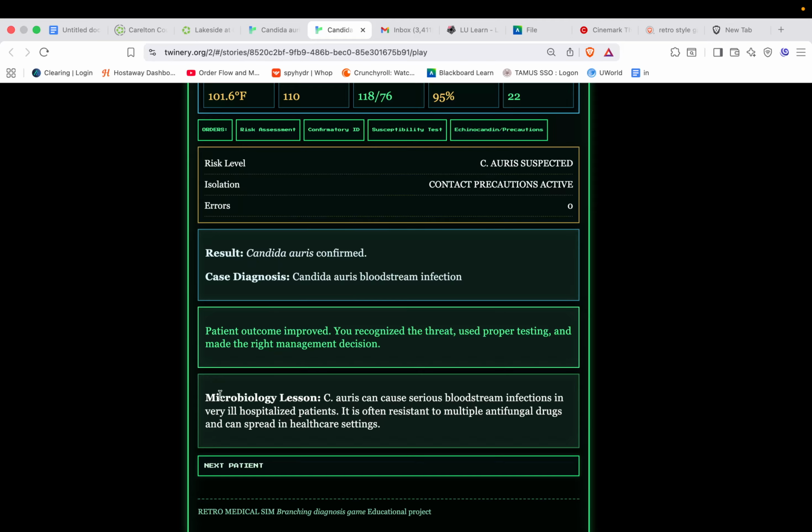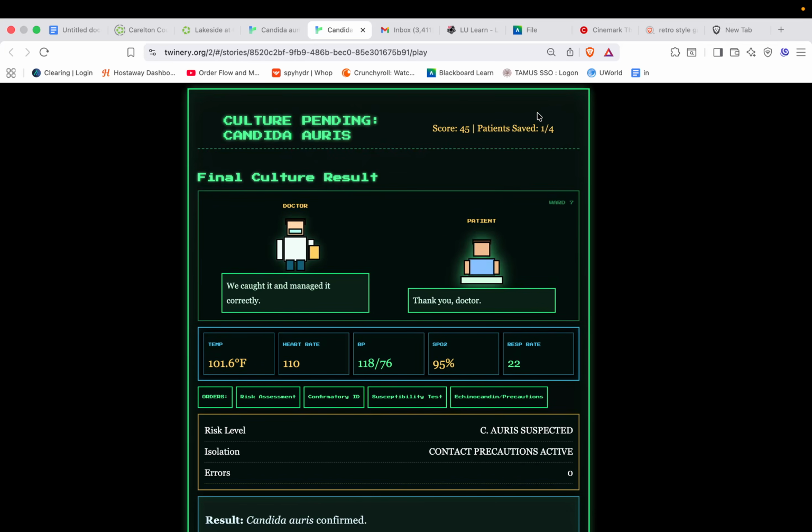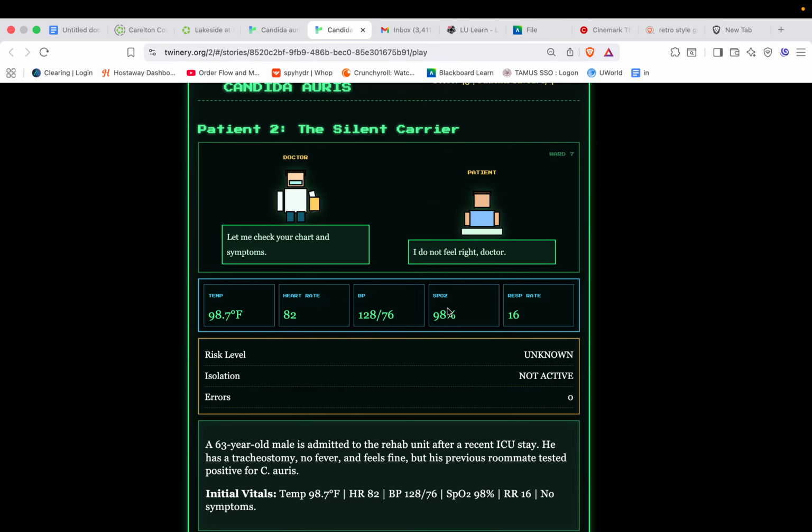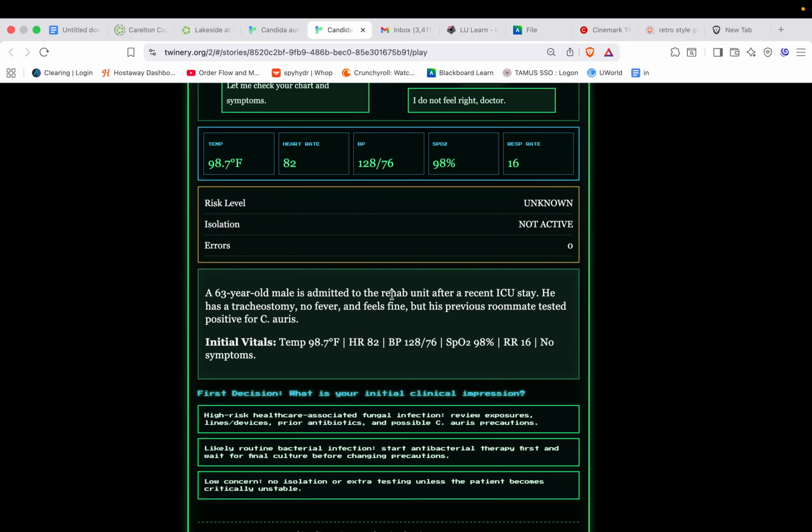Now, there's also a little lesson down here. Lesson: C. auris can cause serious bloodstream infections in very ill hospitalized patients. It is often resistant to multiple antifungal drugs and can spread in healthcare settings. And then this actually has 4 patients altogether. Right here is the next one.